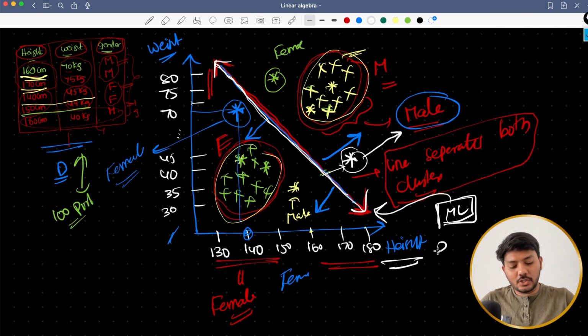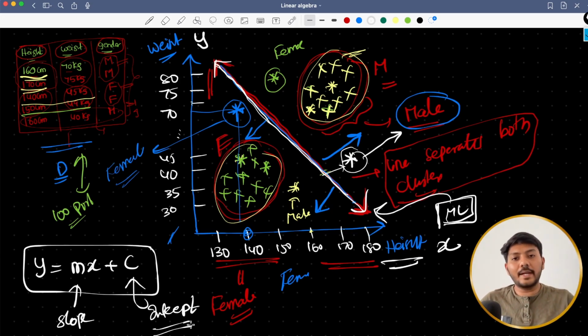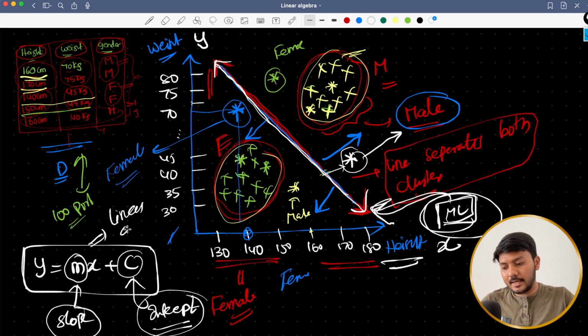So let's assume this axis is x and this is y. And in linear algebra, given any line, the equation of the line is y equals mx plus c, where m is the slope and c is the intercept. We will learn about slope, intercept, everything in the upcoming videos. This video is only for the introduction on why we need it. So if my machine wants to find this line, then I would have to find what the slope is and what the intercept is. This I can get from linear algebra.